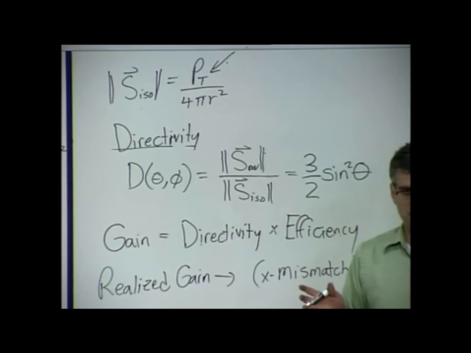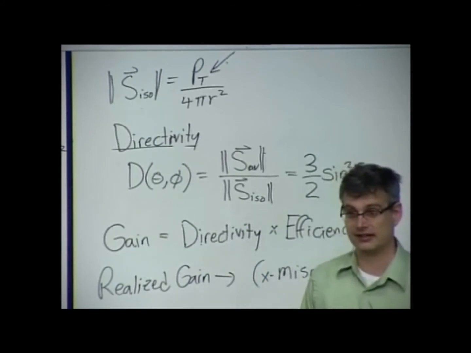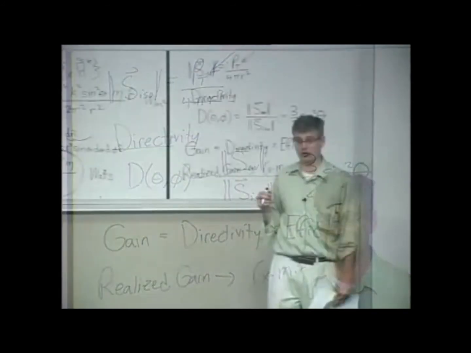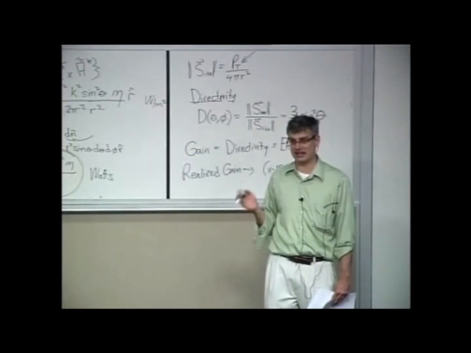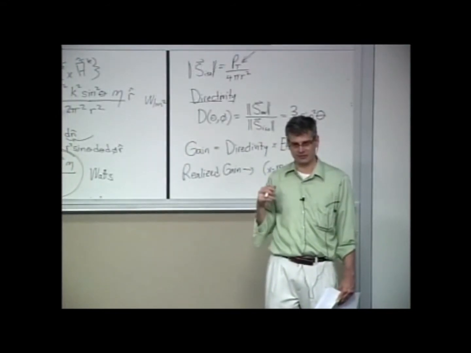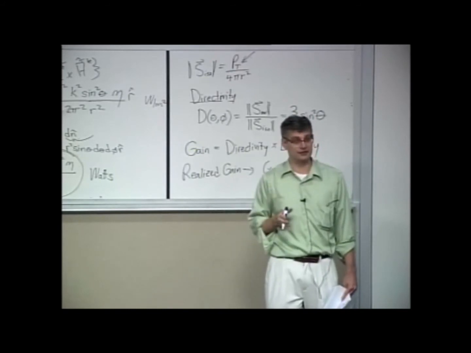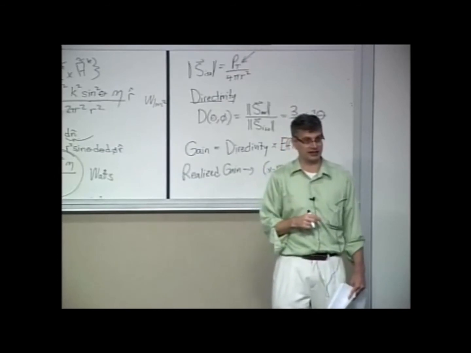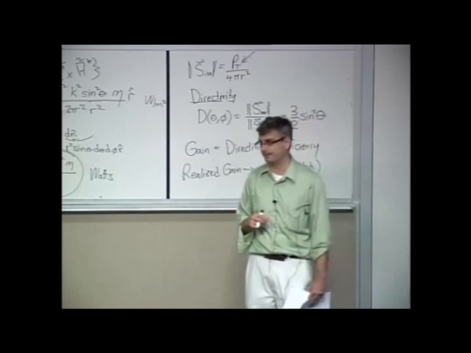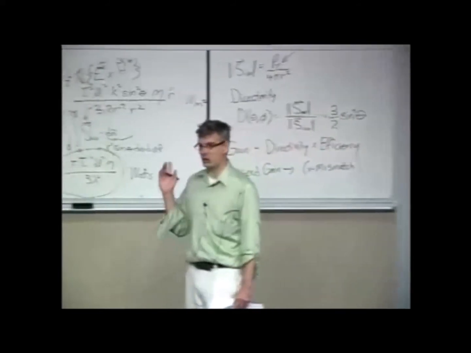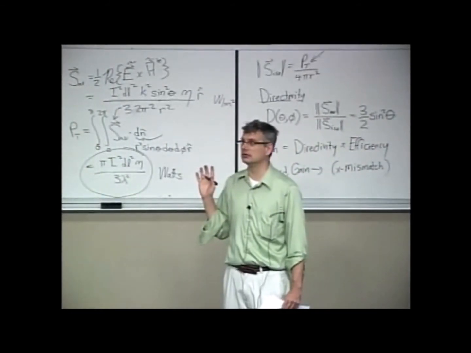We won't worry about mismatches in this class. You can always assume it's a realized gain that I'm giving you unless I specify otherwise in a problem statement. For your project, you'll probably have to spec out some antennas for your class project. And so just be on the lookout for the difference between realized gain and absolute gain. Recognize that if you pull a value off a spec sheet, it probably includes any mismatches relative to 50 ohms or whatever they're measuring their antenna with respect to. Okay, any questions about that? Okay.